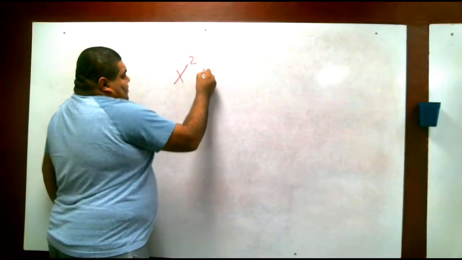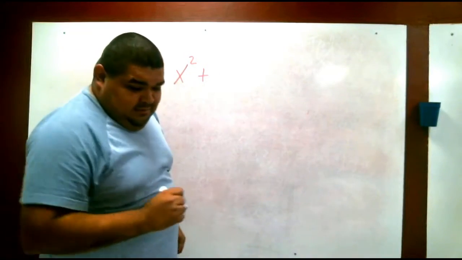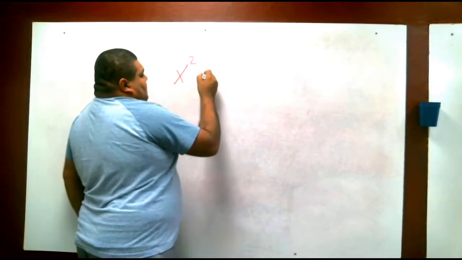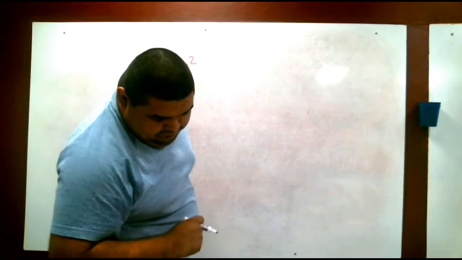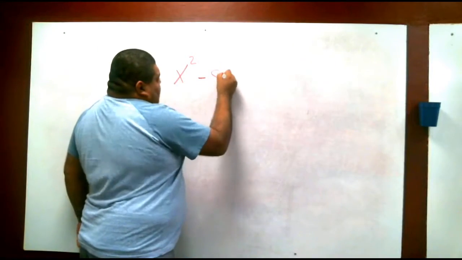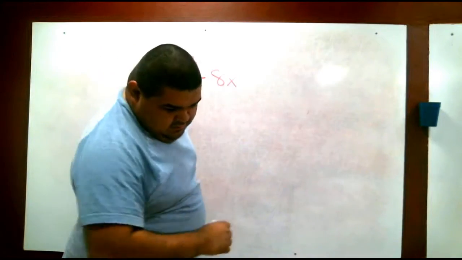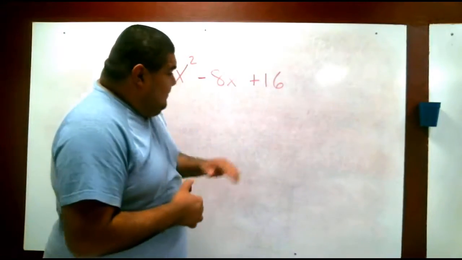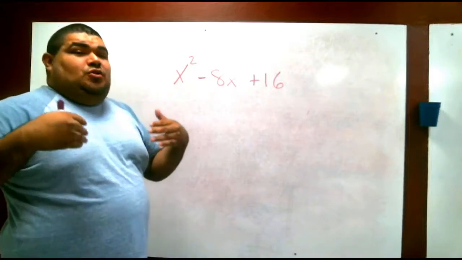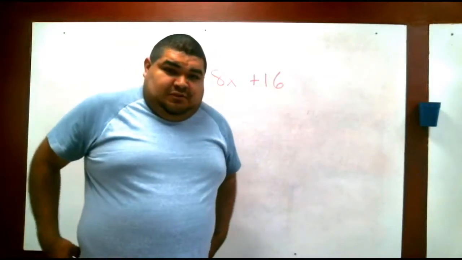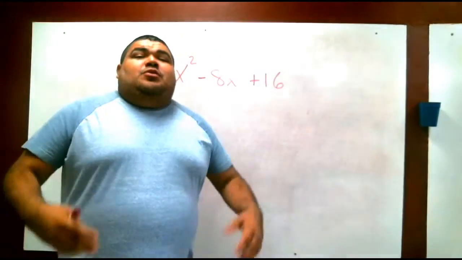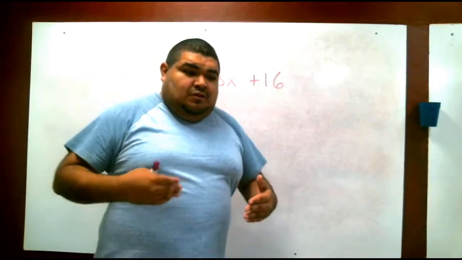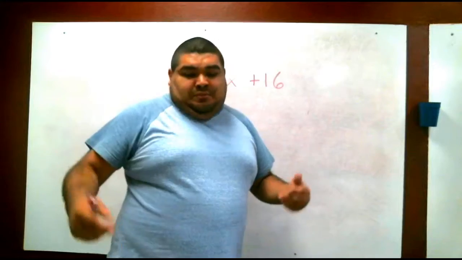x squared, or let's do minus instead, minus 8x plus 16, okay? The reason why I made this negative is because I want to show you guys with negative numbers, okay? This way we don't only see positive numbers, because you guys are already used to positive numbers. Let's change up the style a little.